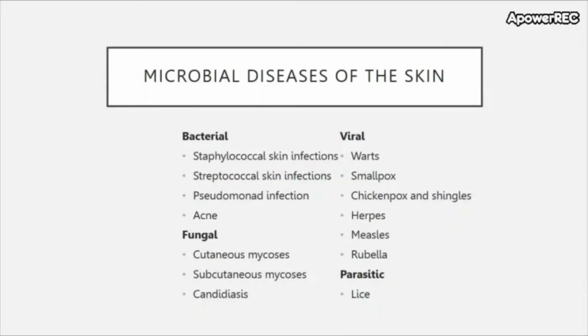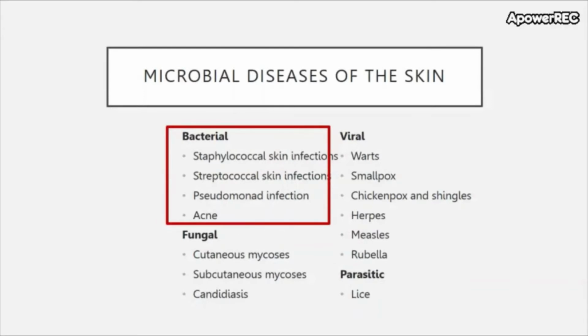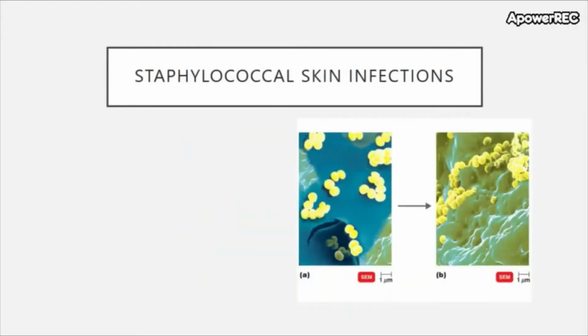In this discussion, we will cover 4 different groups of microbes that cause diseases of the skin. They include bacterial, viral, fungal, and parasitic. So let's begin with bacterial. One of the most common causes of bacterial skin infections are Staphylococcus.